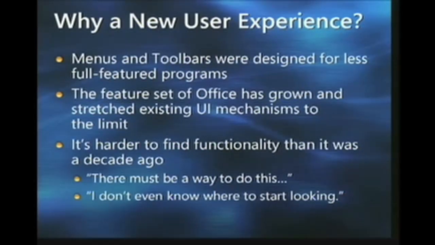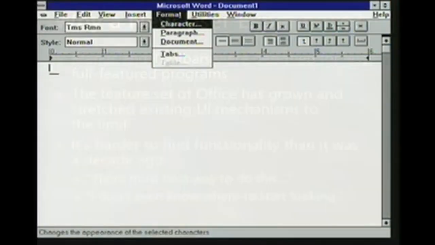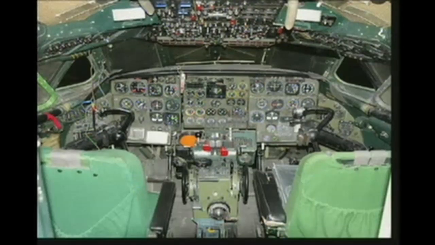All of the features that people are asking for are features that we've already built, and people can't find them. The UI is keeping them from exploring the power of what the product can do. Again, menus work great when this is what your menu looks like. Menus were designed in the 70s for products that did a lot less than Office does today.